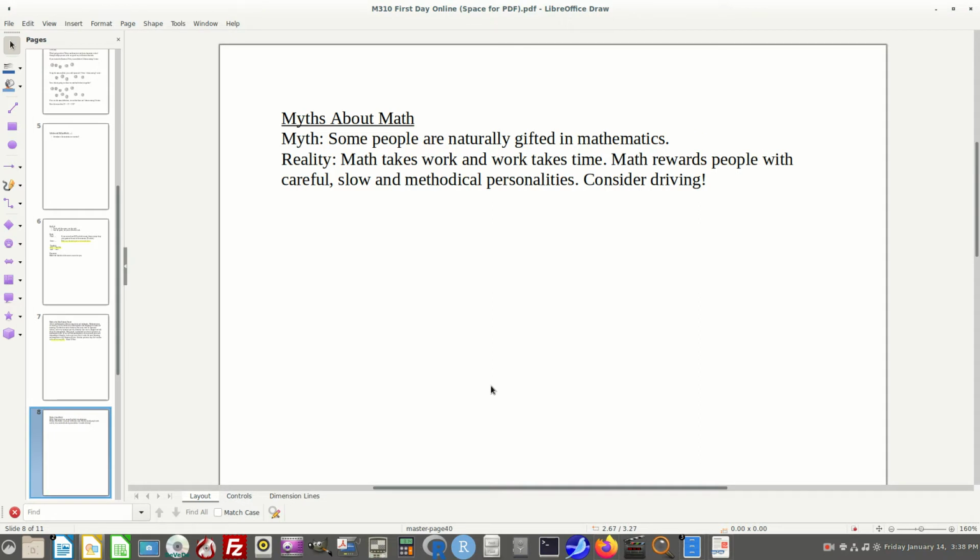So, who does well in a math class? In our society, there is a myth that some people are naturally gifted in mathematics. I believe that's a myth and has no truth to it. The reality is, like any craft, like any art, math takes work, and work takes time. Math rewards people who are careful, who are slow, who are methodical. Math rewards people who give themselves the time to do what they need to do. An example of that is driving: careful, slow, and methodical.